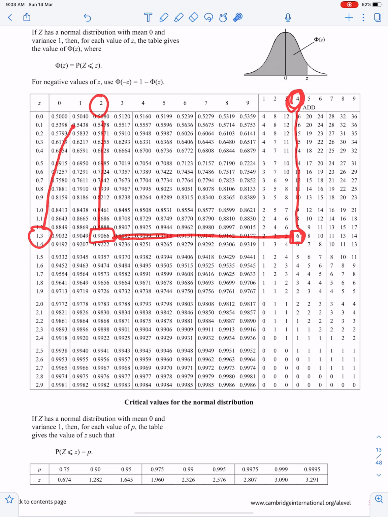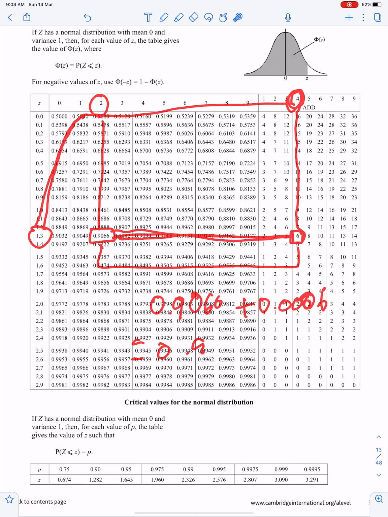So now you need to read this whole thing as 1.324, because when you add these two, 0.9066 plus 0.0006, you'll get your requirement, 0.9072. This is the way to read phi inverse from the table.